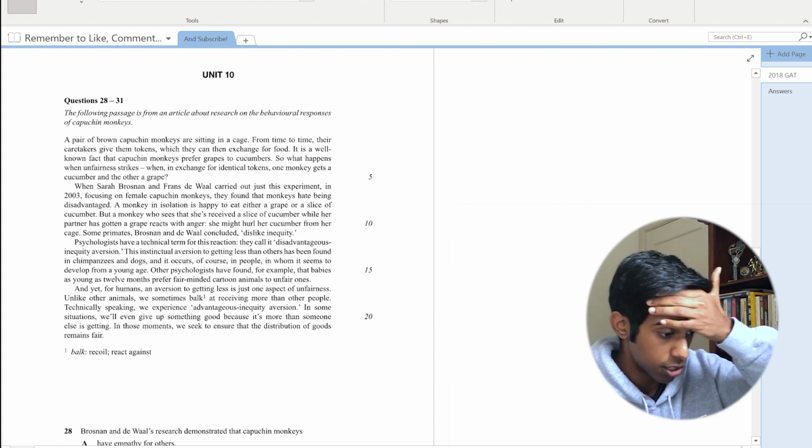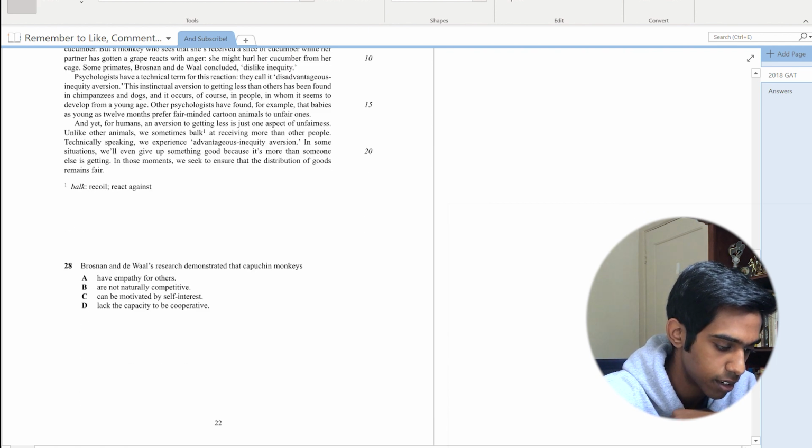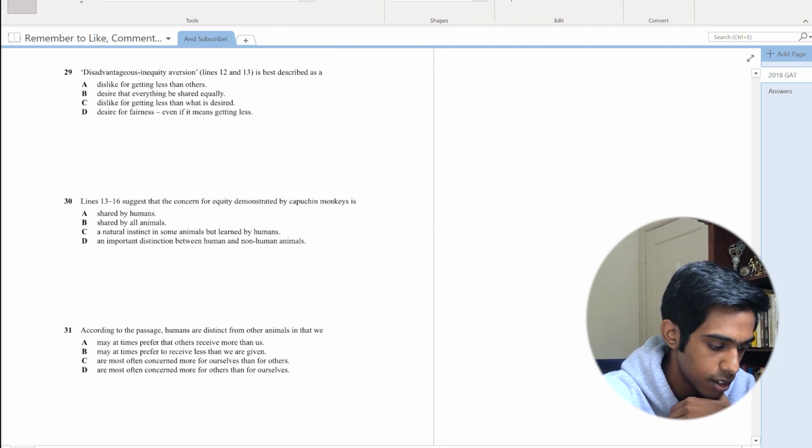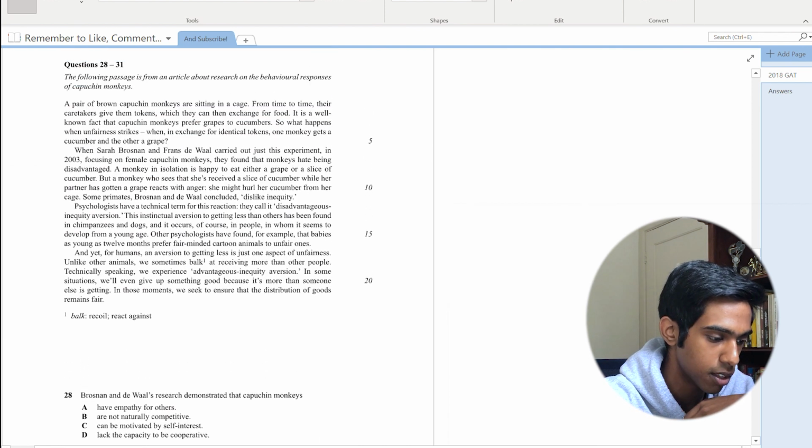So now we've got a much longer passage. I'll have a quick scan through this, but sometimes it can be useful to read the questions first, but since there's quite a few, I'm just going to take my time and read the whole thing.